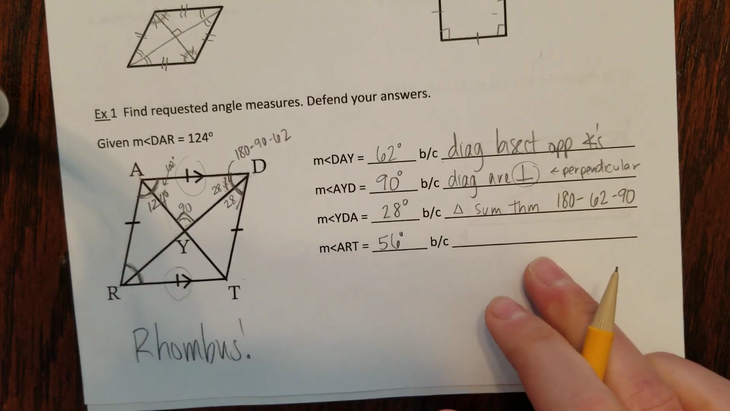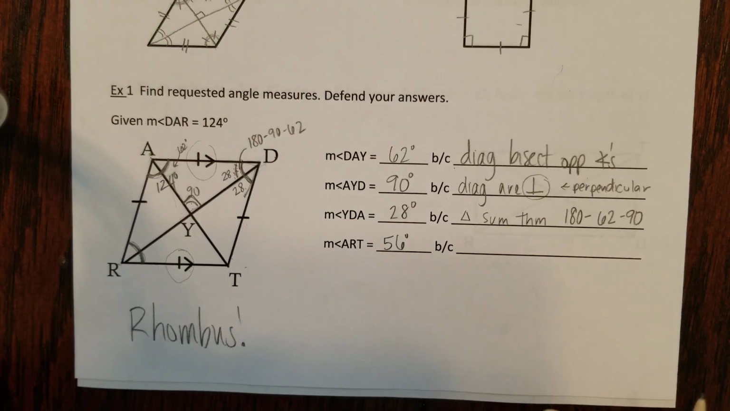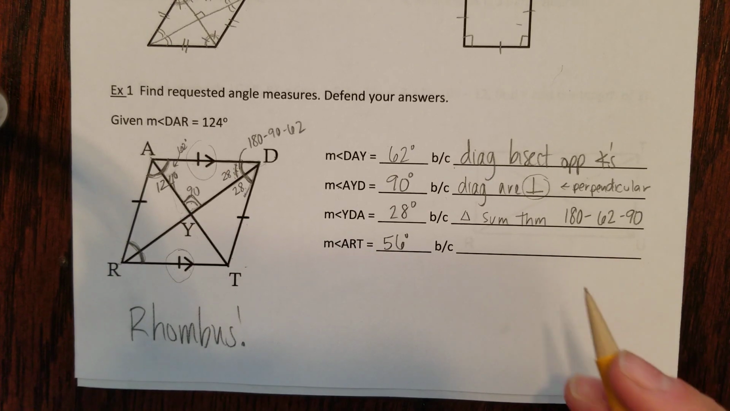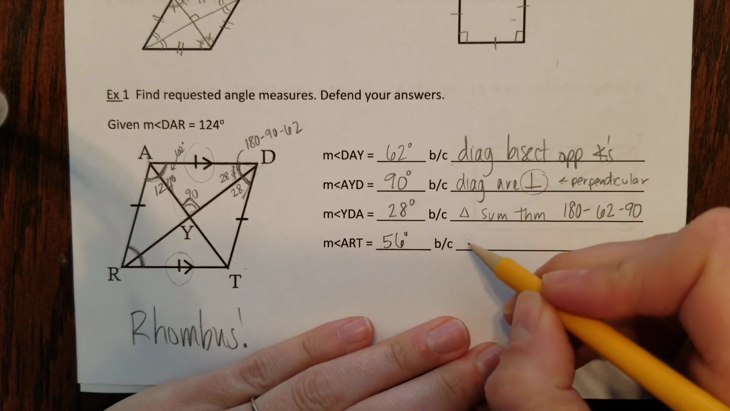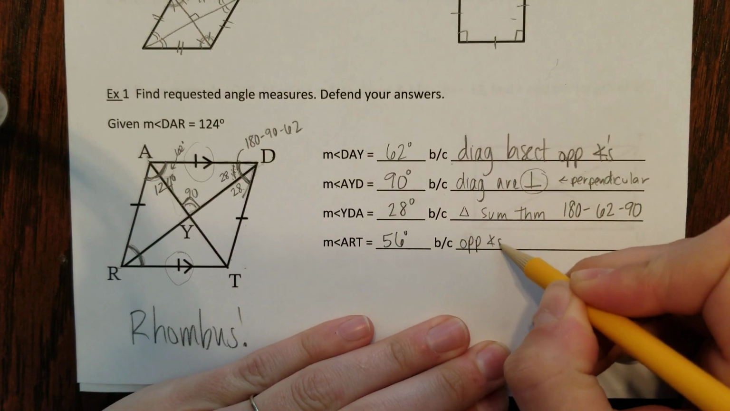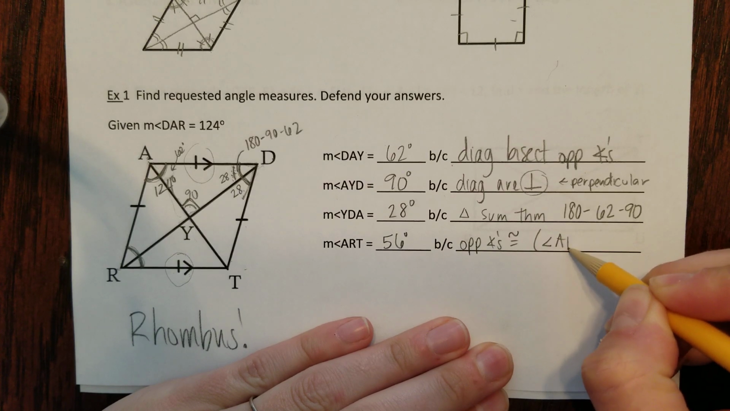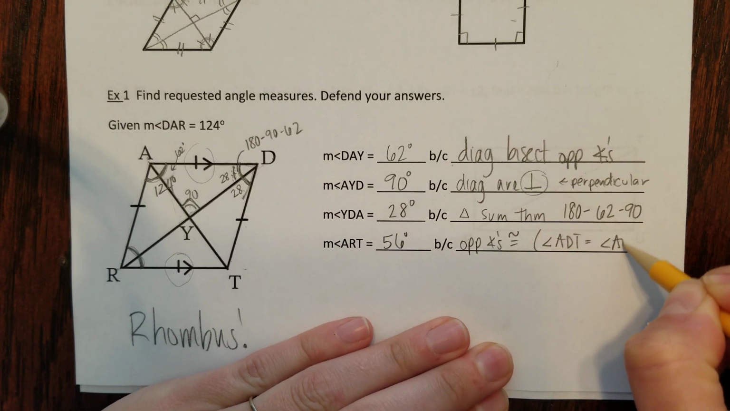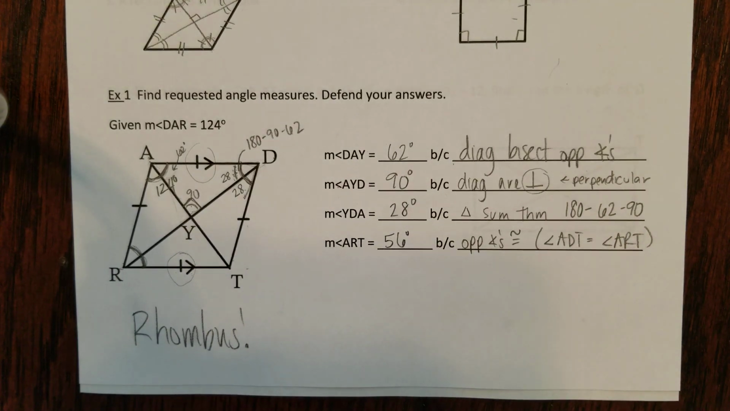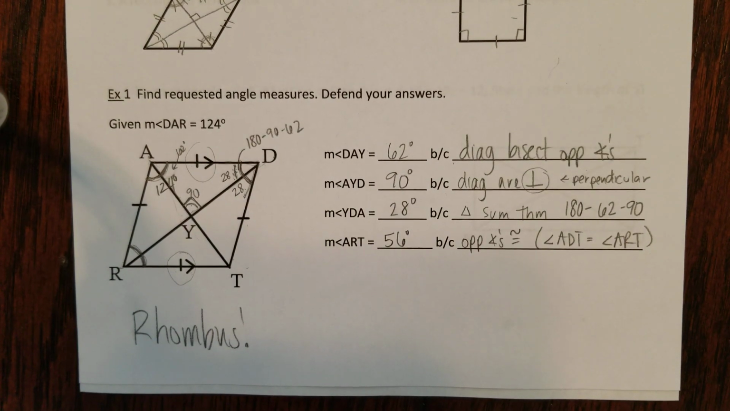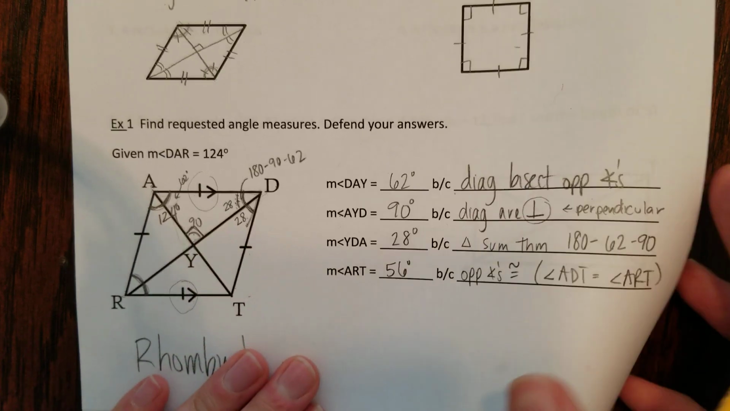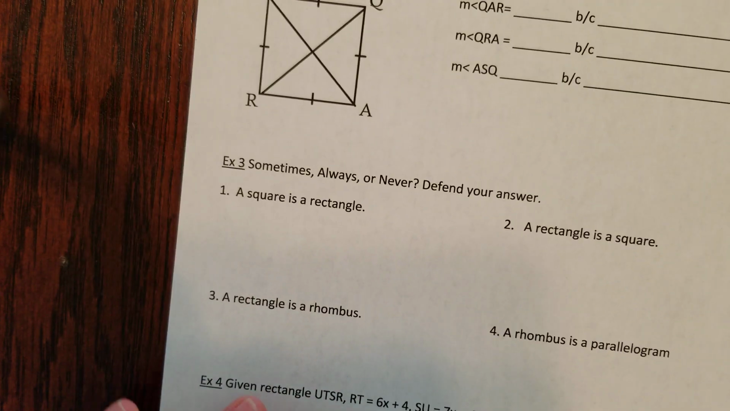All right, what are we gonna write in this blank? What did we just do? So one thing that you could say is that opposite angles are congruent. Opposite angles are congruent. So we know that angle ADT is equal to angle ART. It's just that simple. You don't have to write a ton. You just have to let some people know how you were thinking about your problem. Okay, let's look at our next example.